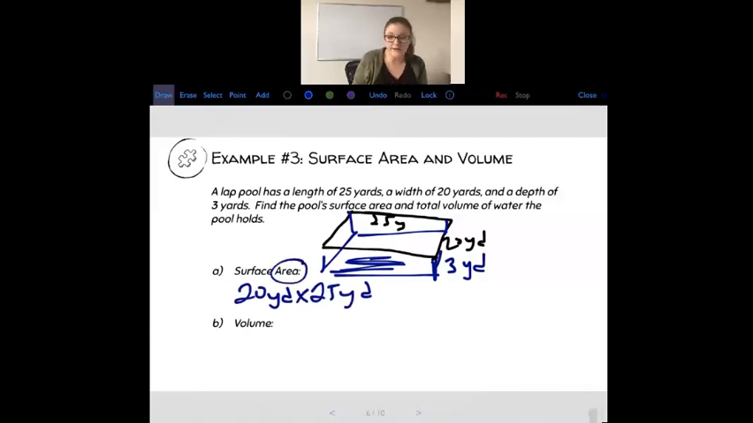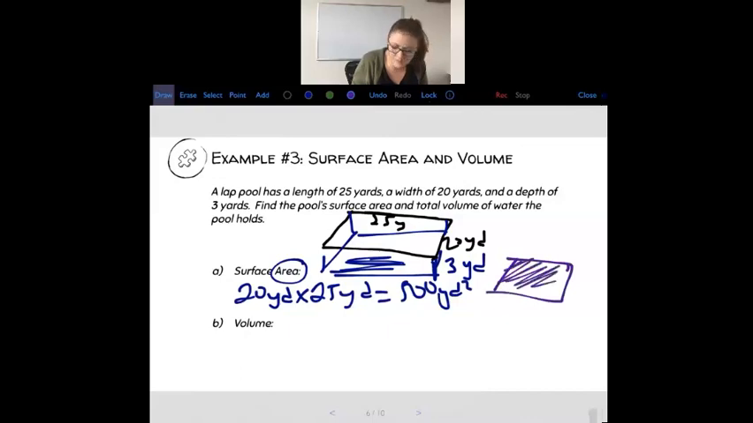And notice its area, so our unit is still going to be squared, and this comes out to be 500 yards squared. So the surface area is just, let me see if I can draw it off to the side, would be like just this top part of the pool.